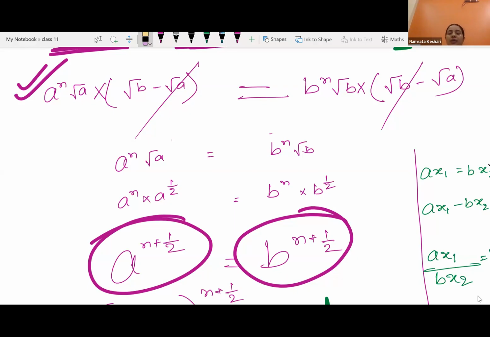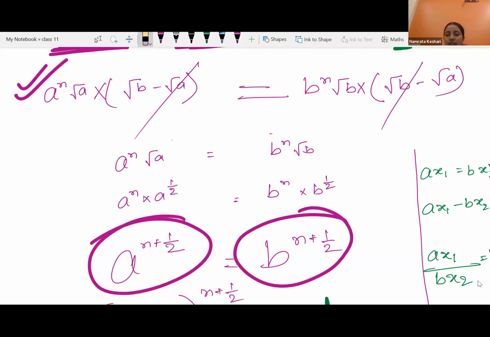We are keeping a to the power n, a to the power n together, and b to the power n, b to the power n together, and coincidentally we are able to cancel out the bracket term, and we are left with these two terms.